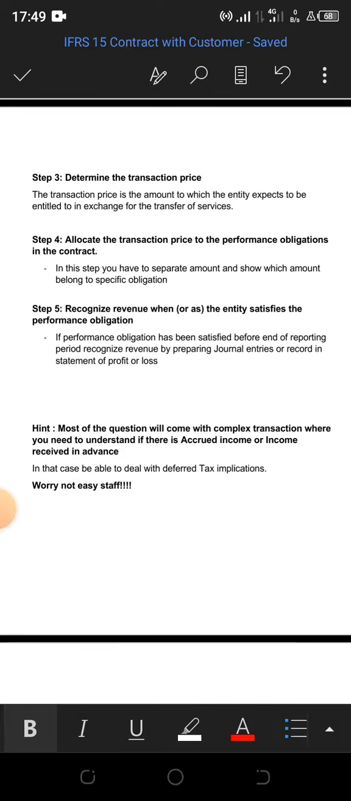Then step number five, recognize revenue when or as the entity satisfies the performance obligation.